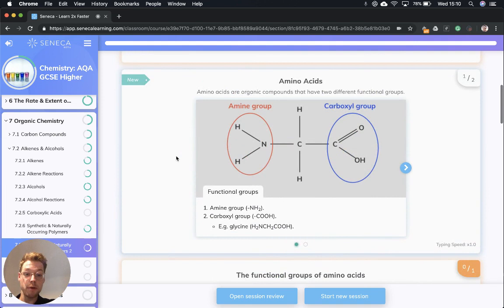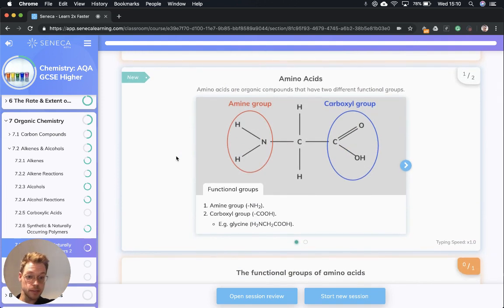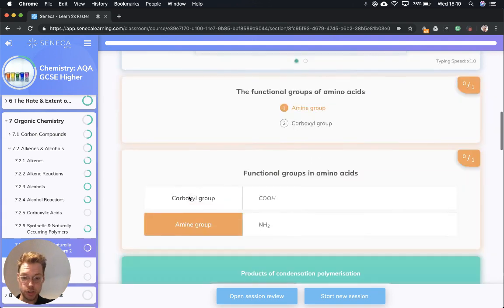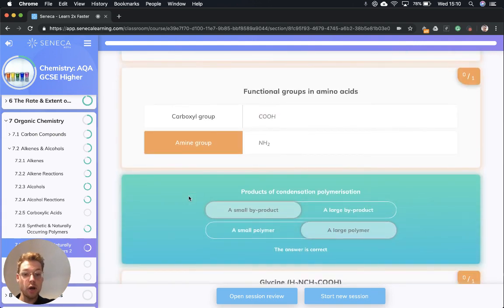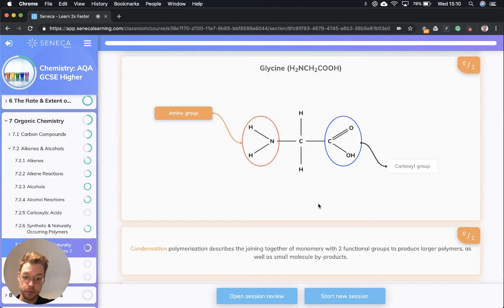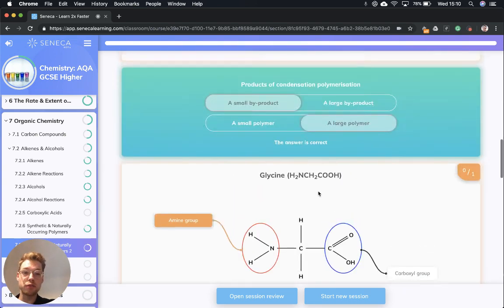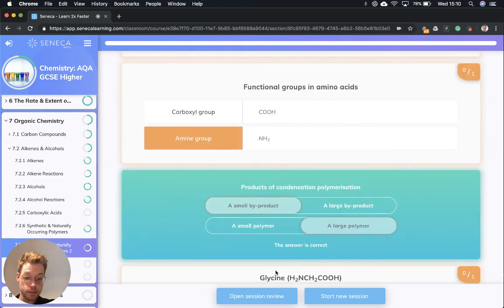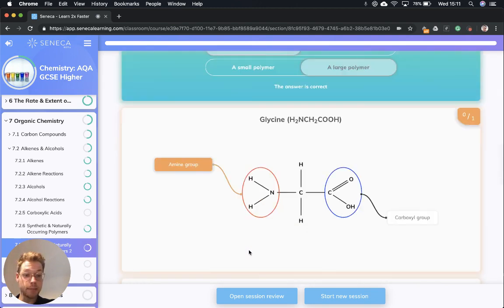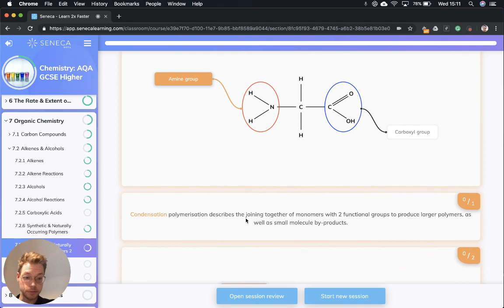So can we remember the two functional groups of amino acids? It's an amine group, NH2, and a carboxyl group, COOH. Now, do we remember the products of a condensation polymerization reaction? We produce a small byproduct, something like water, and we also produce a large polymer. Do we remember the two functional groups in a molecule of glycine? Glycine's an amino acid, so there's two functional groups, amine and carboxyl.